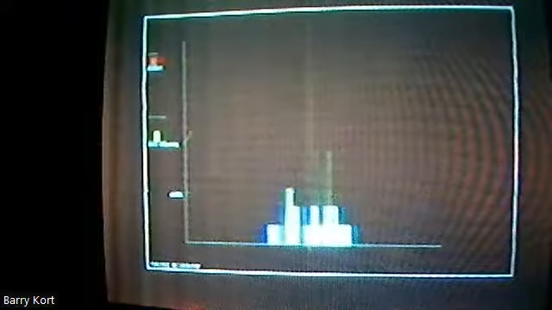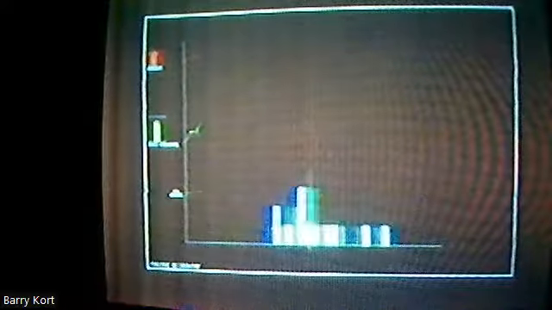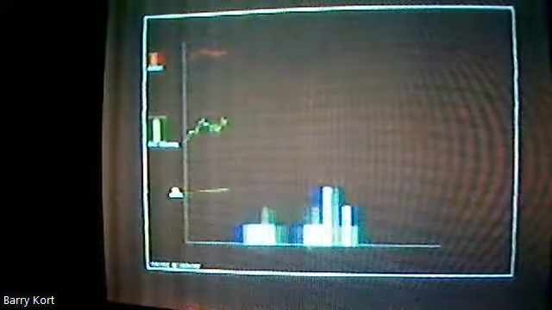Now we'll run the simulation again, but this time we'll introduce a maintenance policy to control the spread of the distribution. Here, to speed up the simulation, we're using only 12 trunks in this trunk group, and we're going to do work at a uniform rate.